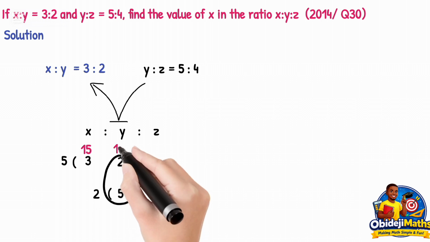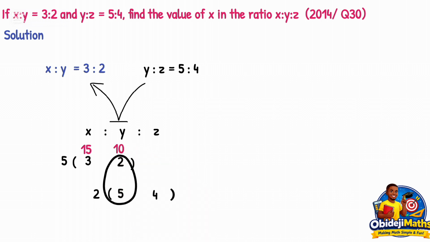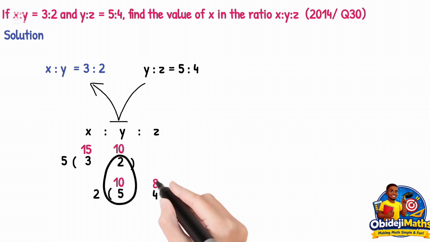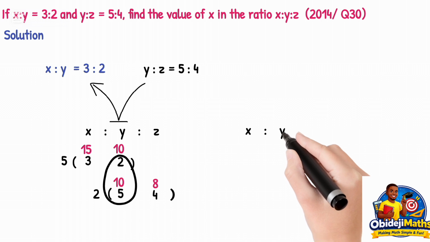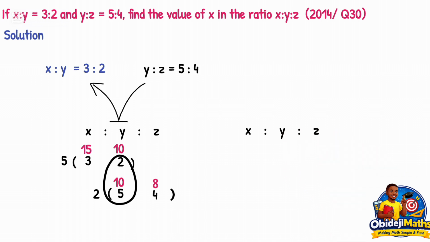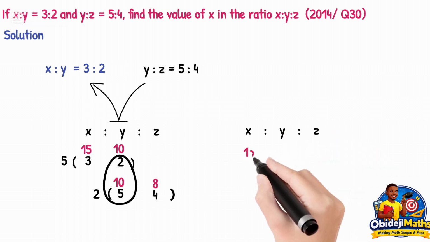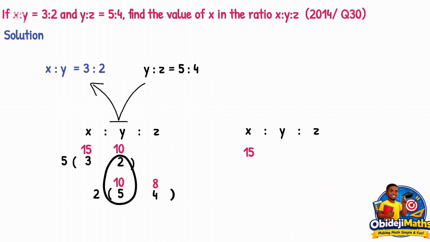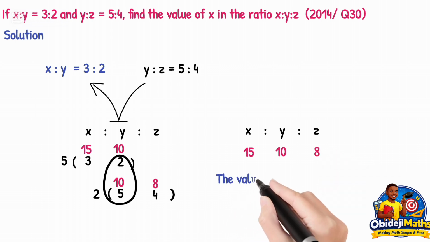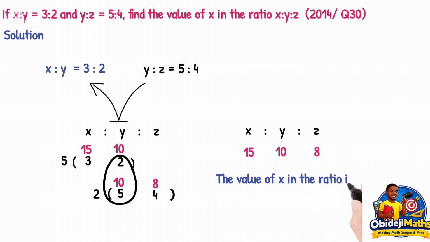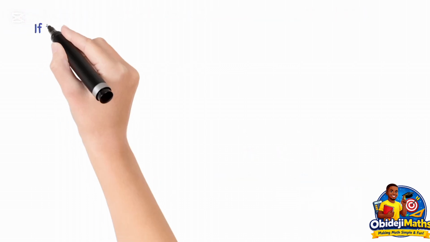So 5 times 3 will give us 15, 5 times 2 will give us 10, 2 times 5 will give us 10, 2 times 4 will give us 8. So you can now see that y has the same value now. So x ratio y ratio z is now 15 ratio 10 ratio 8. So that is the final answer. So the value of x in the ratio is 15.